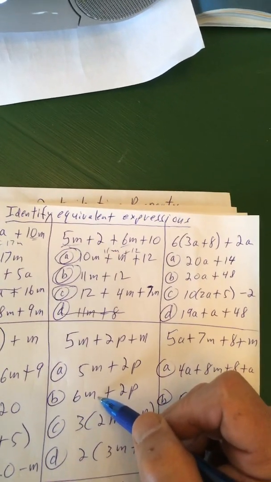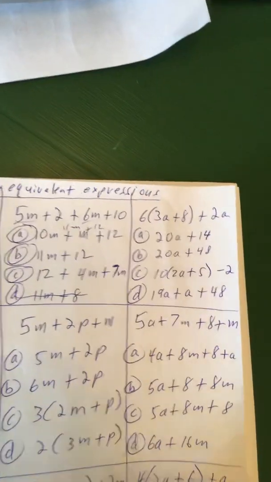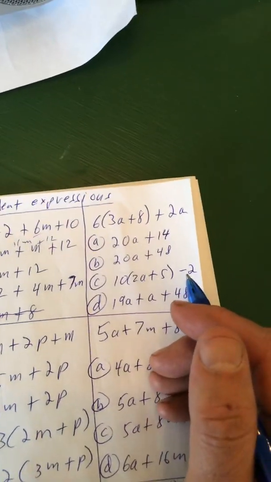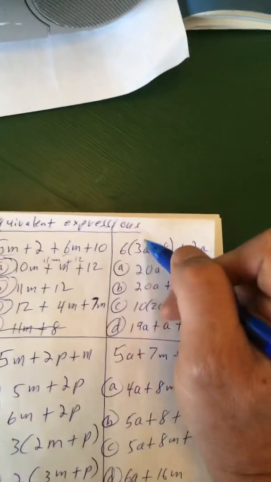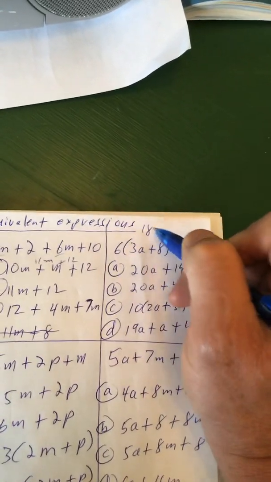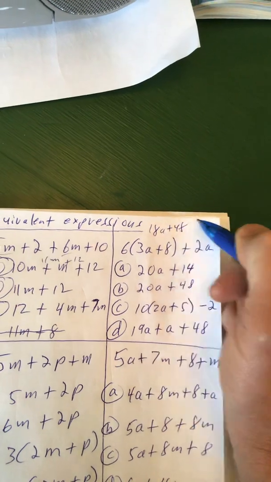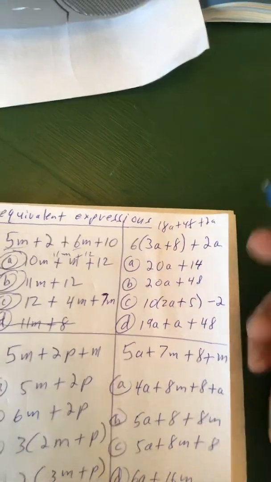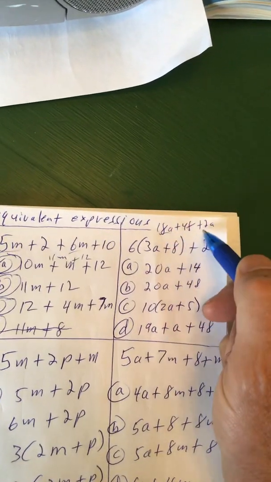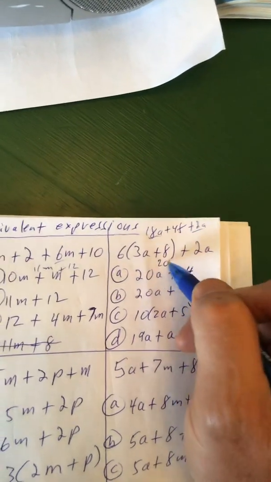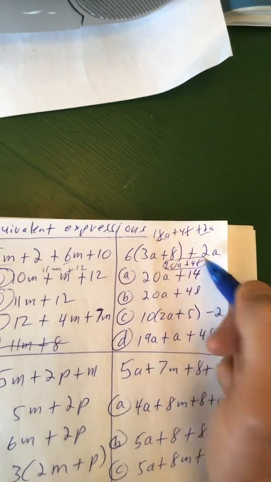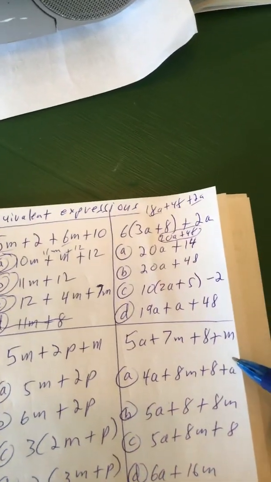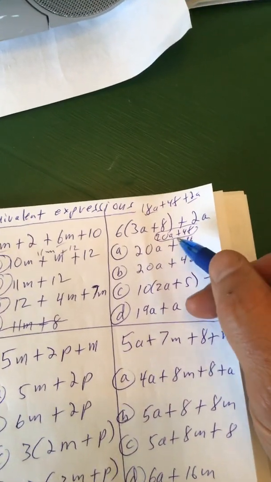Getting the hang of this? So here, you try this one. Hit pause. I'm going to write above here. This is 18a plus 48 and then plus 2a. So if I add those, I get 20a plus 48. That's what I'm looking for. I want everything, these have to equal 20a plus 48.